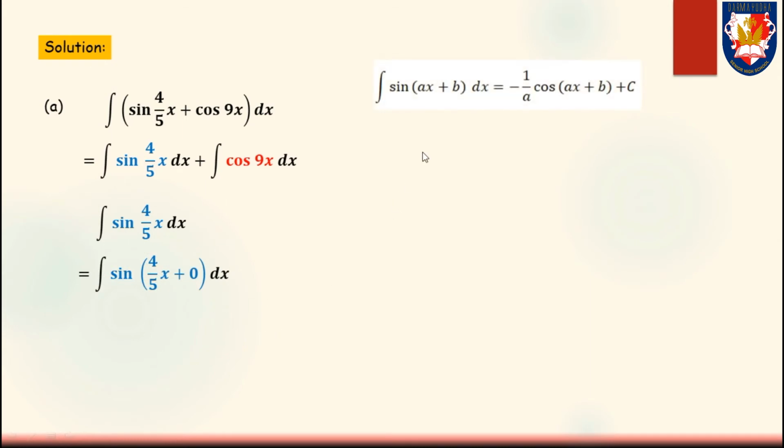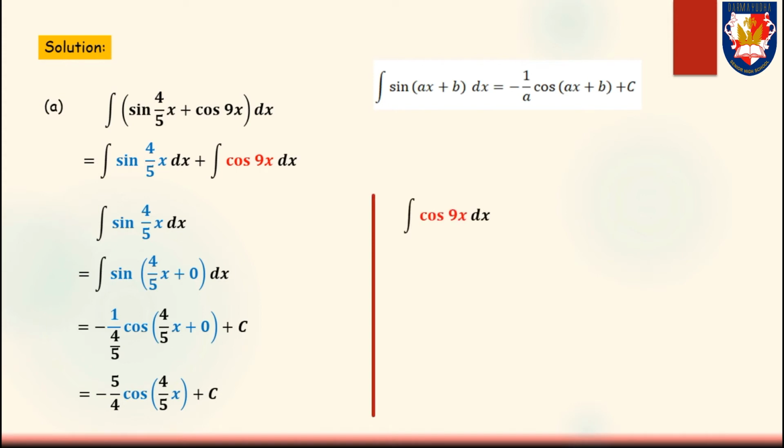So now using the formula of sine ax plus b dx, we'll obtain that a equals 4 over 5 and b equals 0. Substitute the values of a and b into the formula. We will have negative 1 over 4 over 5 cosine 4 over 5x plus 0 plus c. Simplifying this will give negative 5 over 4 cosine 4 over 5x plus c.